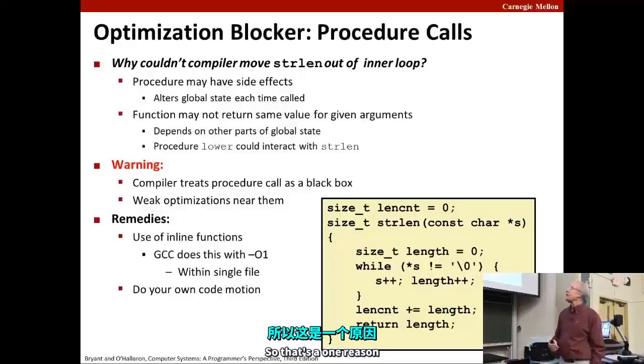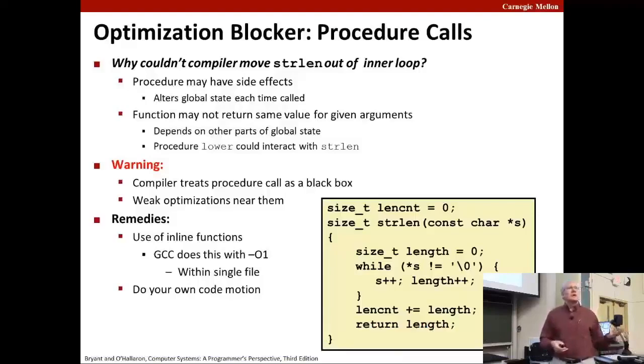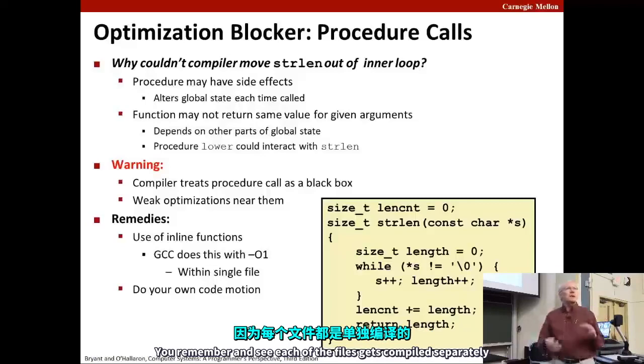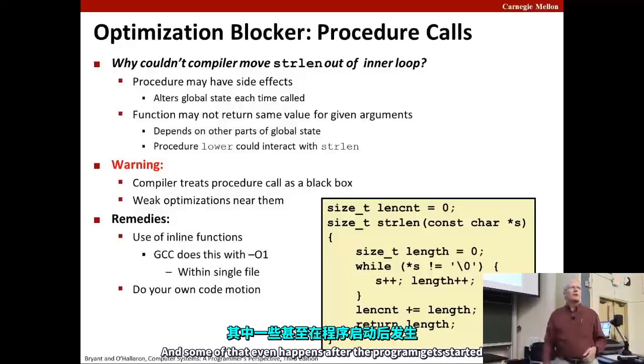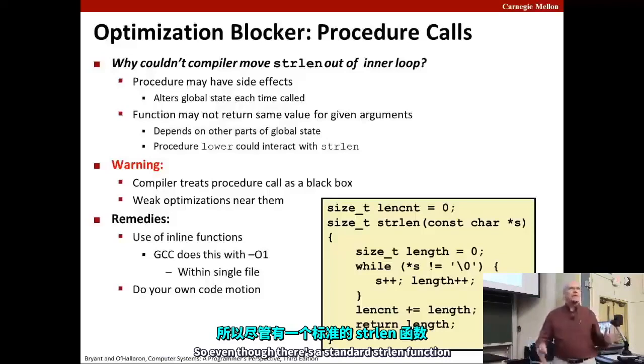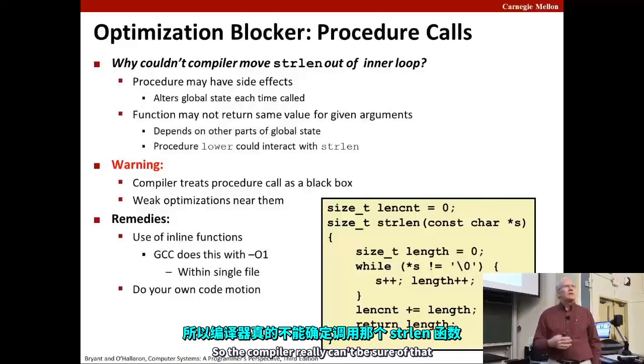That's one reason. And the second is, how can the compiler be sure which version of strlen is actually going to get used? You remember in C, each of the files gets compiled separately, and only afterwards does it all get brought together in the linking phase, and some of that even happens after the program gets started. So even though there's a standard strlen function, it's not necessarily the one that will actually get used in the final program. The compiler really can't be sure of that.